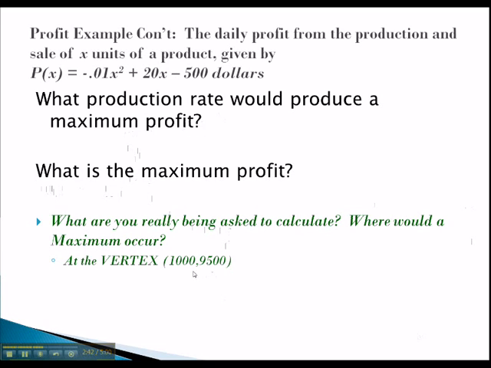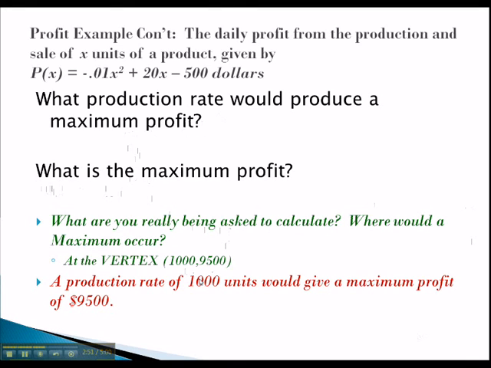We already know that the vertex is (1,000, 9,500). The trick is to interpret it correctly in the context in which we are given. So, a production rate of 1,000 units would produce a maximum profit of $9,500.